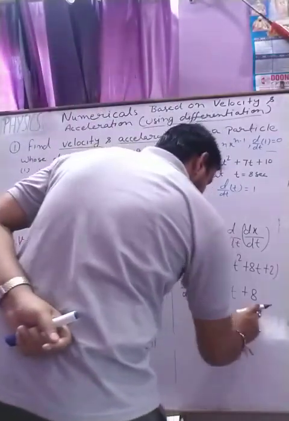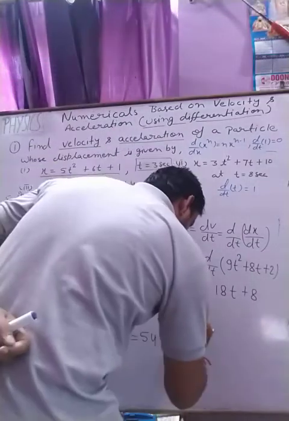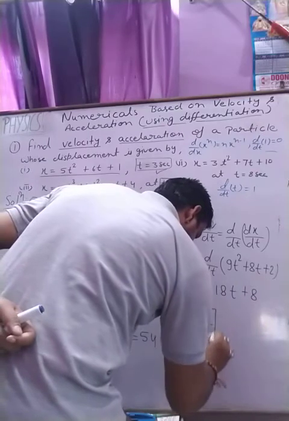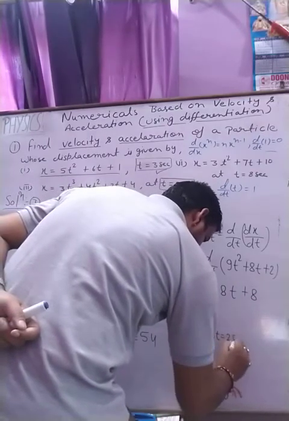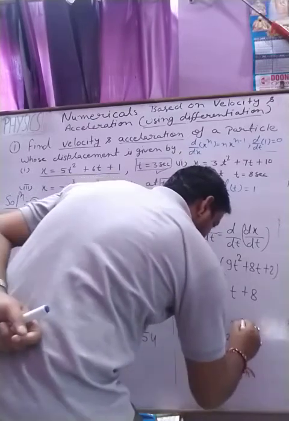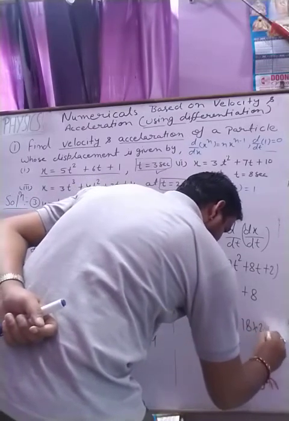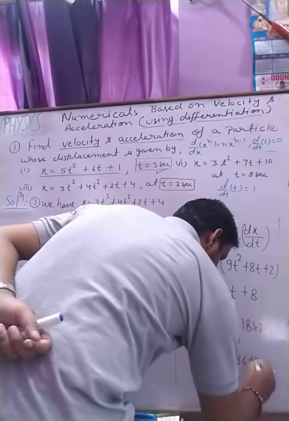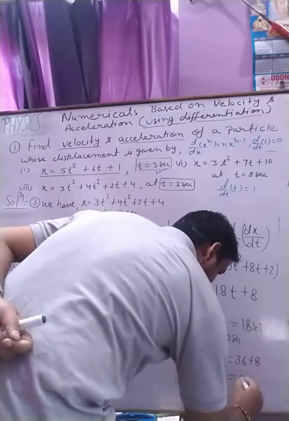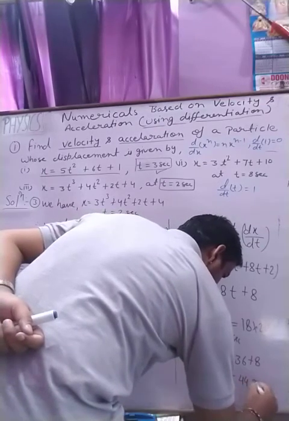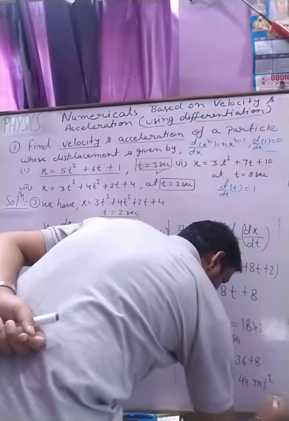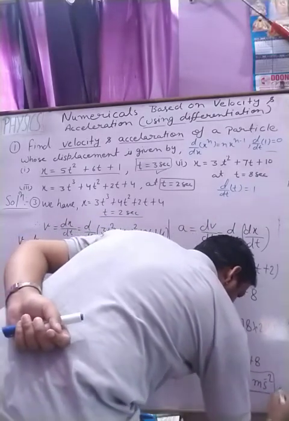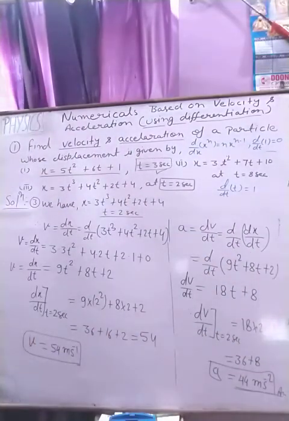Now we need to calculate it for 2 seconds. Therefore, dv over dt at t equal to 2 seconds is 18 into 2 plus 8, which we get 36 plus 8, that is 44 meter per second square. This is acceleration. So calculate this.